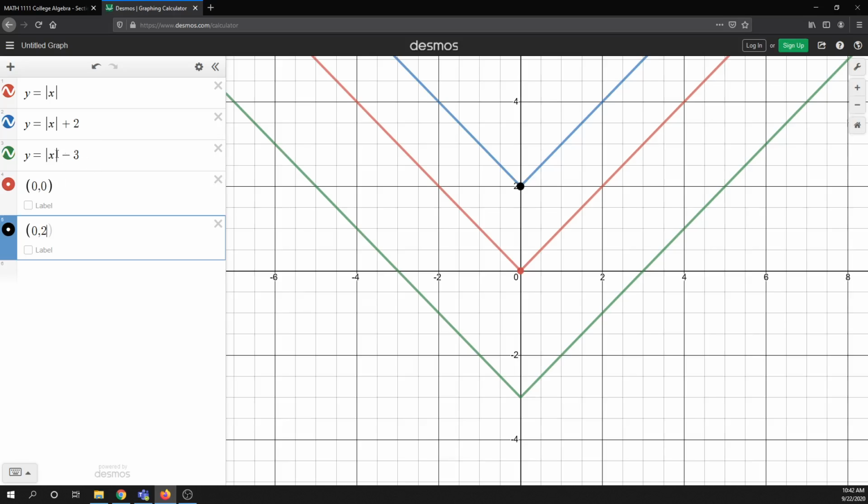For the green point, (0, 0) was the point on the original graph. And so here the k is a negative 3. So 0 plus minus 3 is going to shift that point down 3 units. So I just add whatever the shift is to the y coordinate. Okay, so that is the pointwise effect.